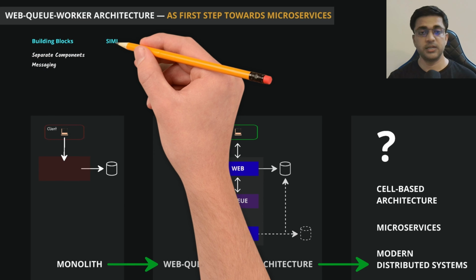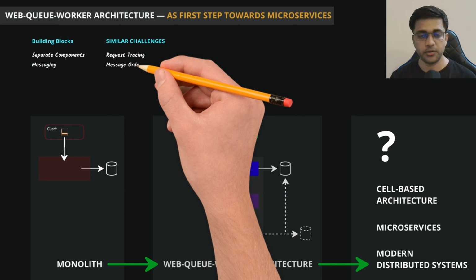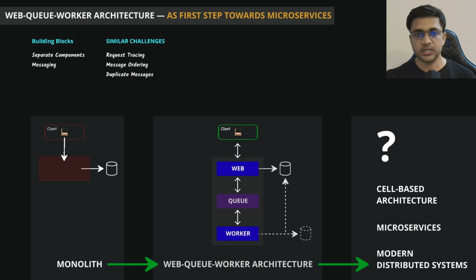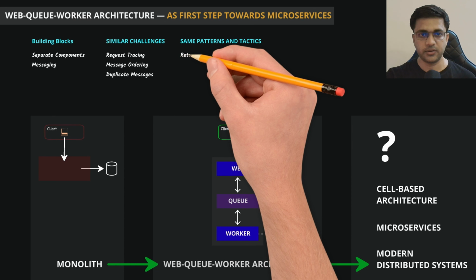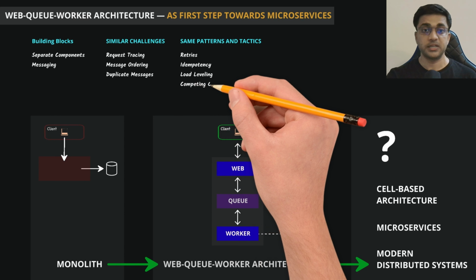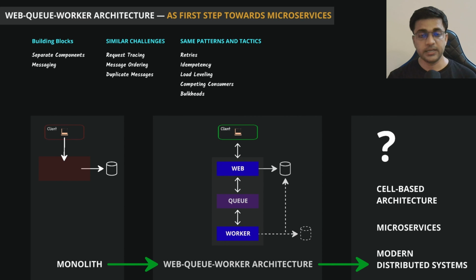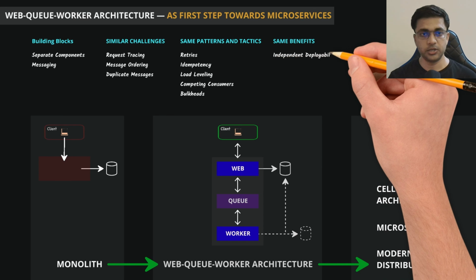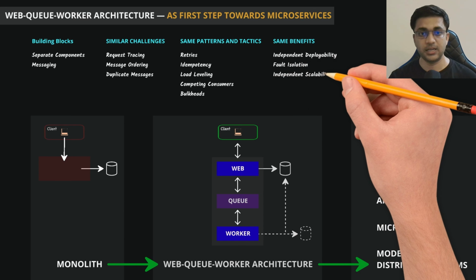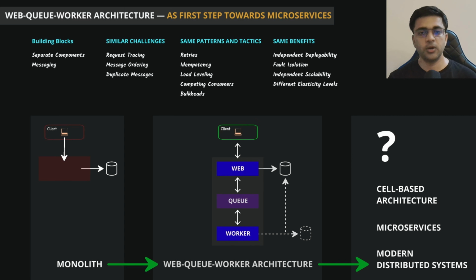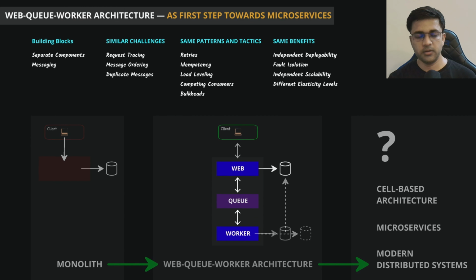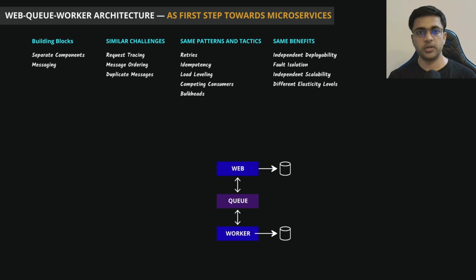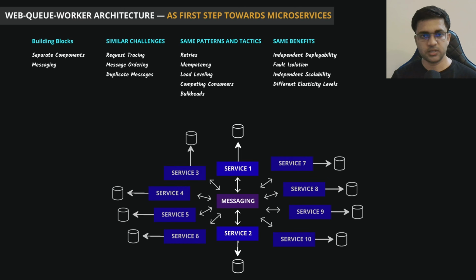It also introduces similar challenges like request tracing, message ordering, or duplicate messages. You start seeing similar patterns and tactics like retries, idempotency, load leveling, competing consumers, and bulkheads. And you also get similar benefits like independent deployability, fault isolation, and independent scalability with different elasticity. For example, you may only need just two servers for the web, but five for the worker, which can even scale out more aggressively when the queue builds up. In short, WebQueue Worker use the same building blocks on a small scale that are used in microservices and distributed architectures on a larger scale.